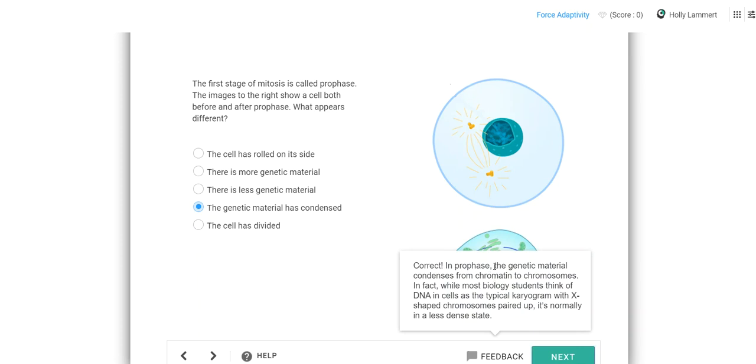Okay, so it says, in prophase, the genetic material condenses from chromatin to chromosomes. So the state it's in, where it's just in the nucleus, is called chromatin, and it moves to chromosomes. In fact, while most biology students think of DNA in cells as the typical karyogram with X-shaped chromosomes paired up, it's normally in a less dense state.